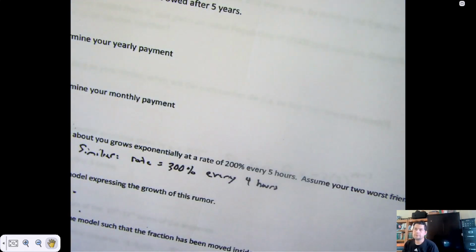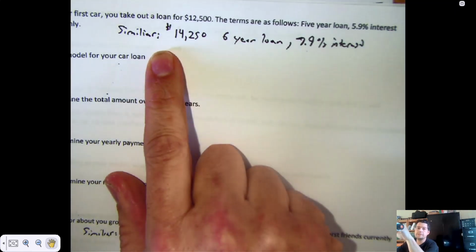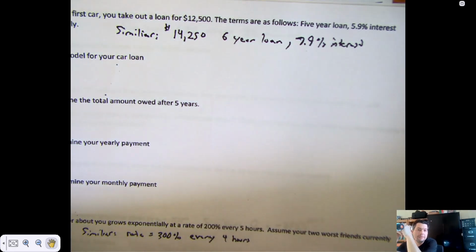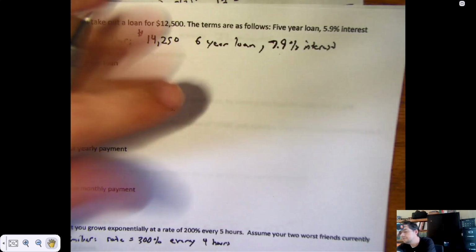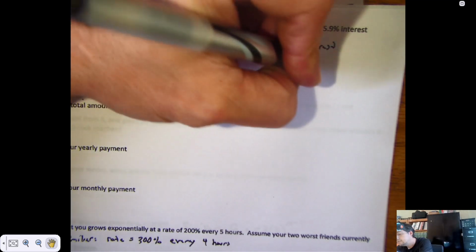I guess I'll do 4 since I'm in the mood. So you purchase your first car, and the similar question says you borrow $14,250. It is a 6-year loan at 7.9% interest. And let's leave the compounding the same. Compounded monthly.